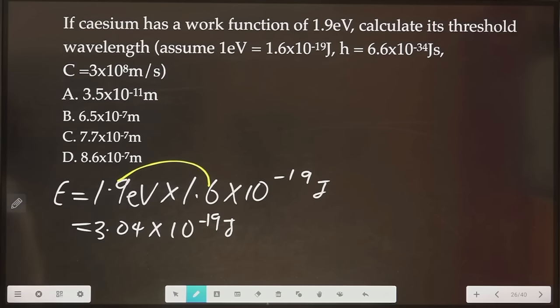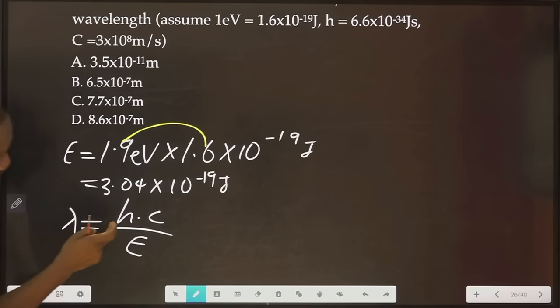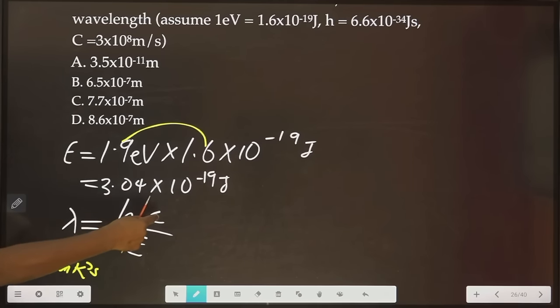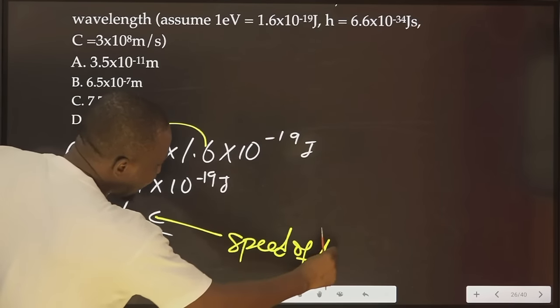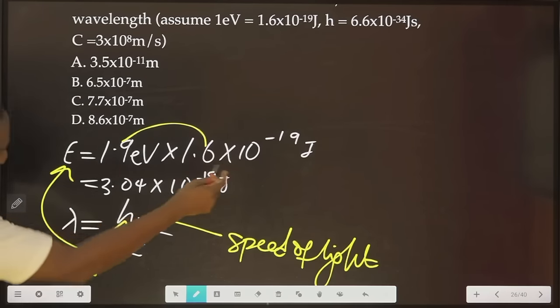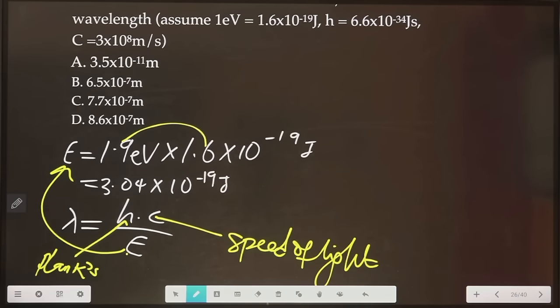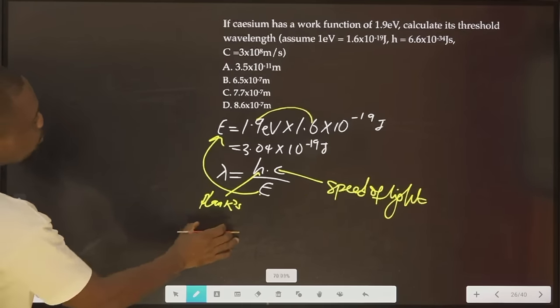After that, now we need to calculate the threshold frequency. To calculate the threshold frequency, use the formula that says frequency is this over this. This is Planck's constant, that is this h you see here. C is the speed of light. And this E is the energy in joules. All we have to do now is to substitute. So, as you can see, let me put this here.